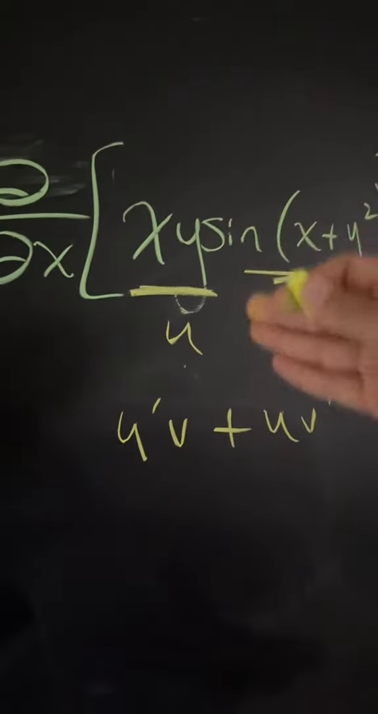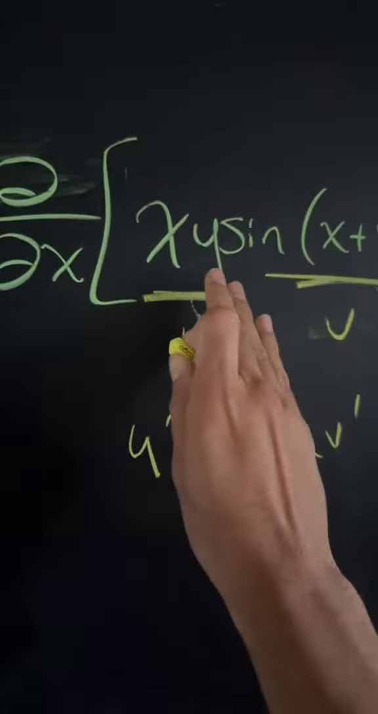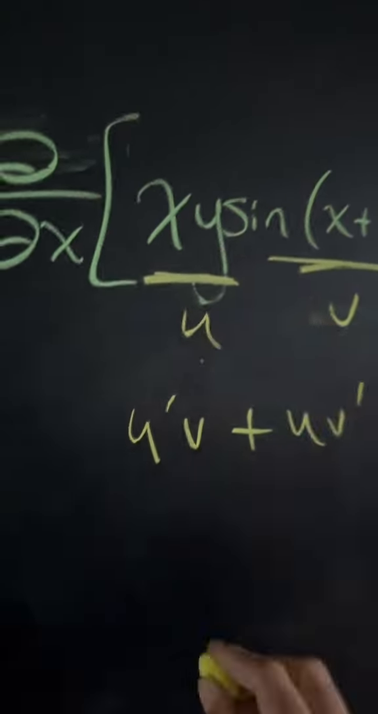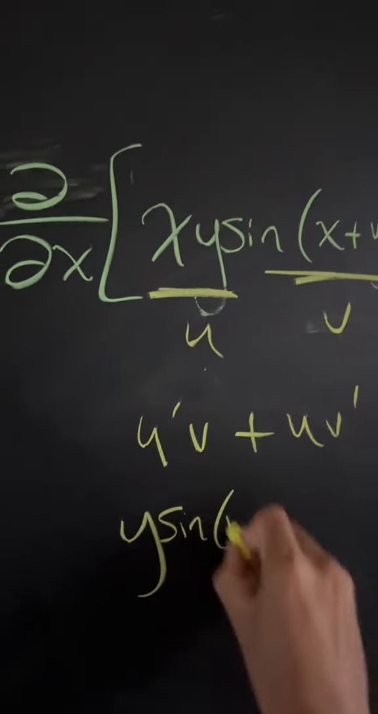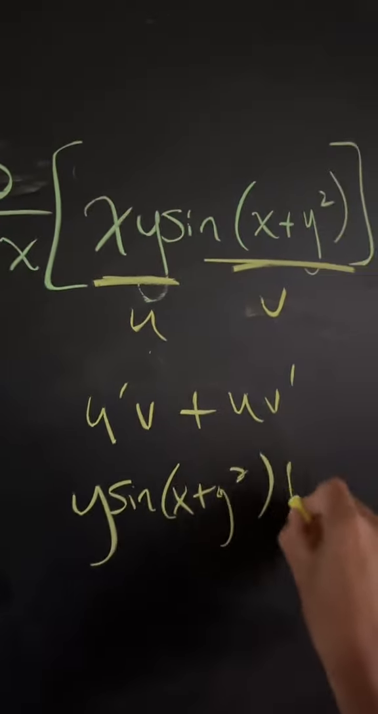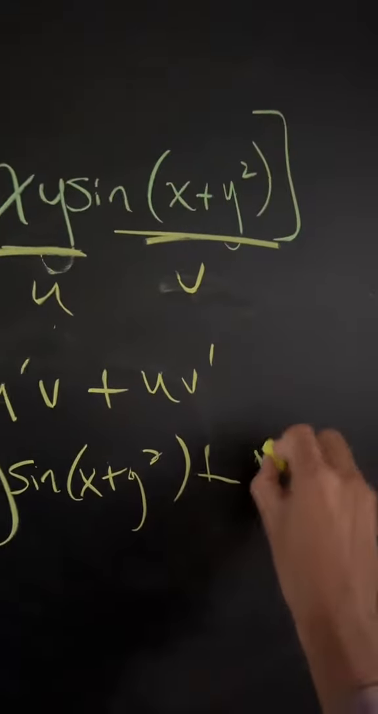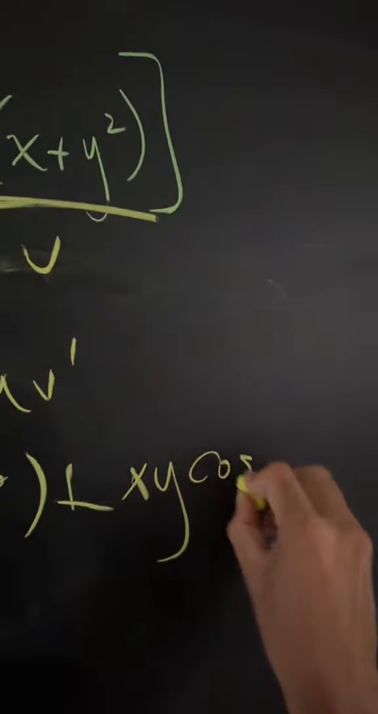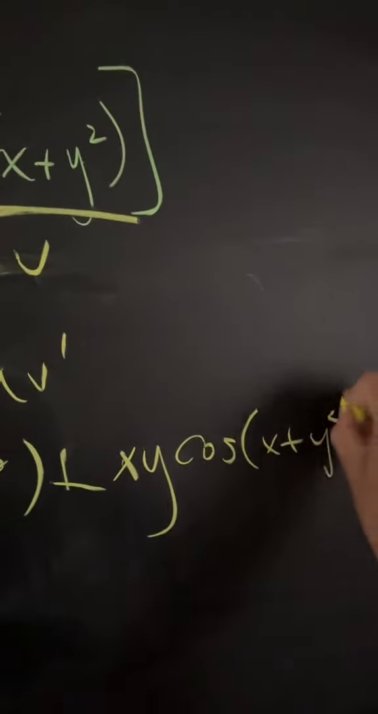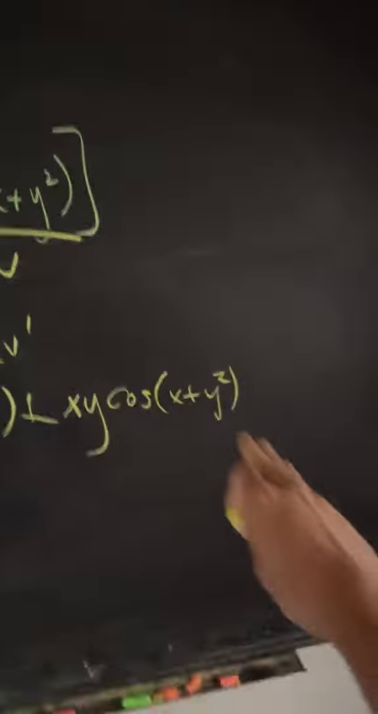So when we start taking the derivative of u, it's going to be the derivative of this. Now remember, y is a constant. So this is just going to be y times sine of x plus y squared, plus our u value. So it's going to be x y times the derivative of this value here. So we're going to have cosine of x plus y squared times the derivative of what's inside.